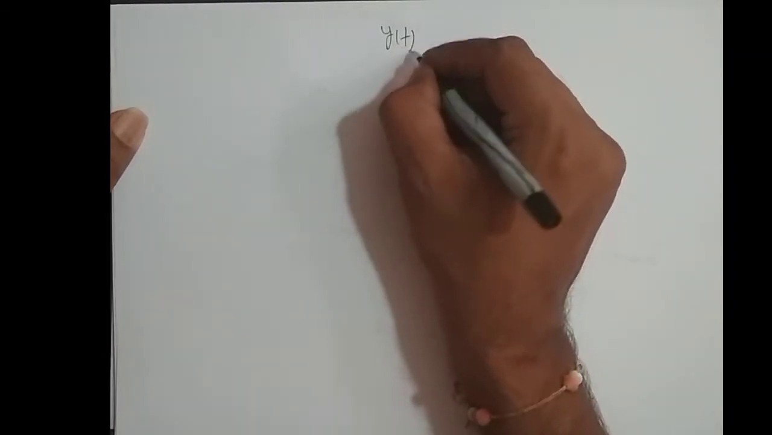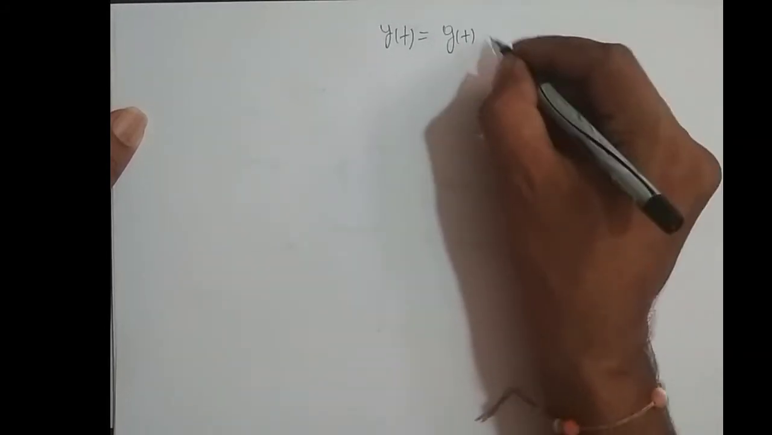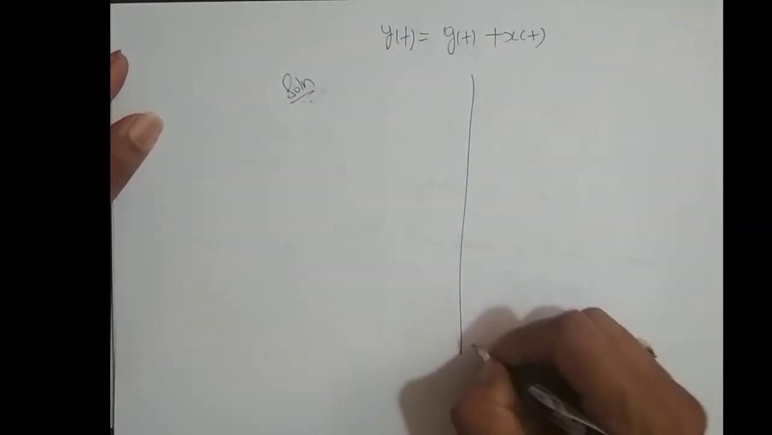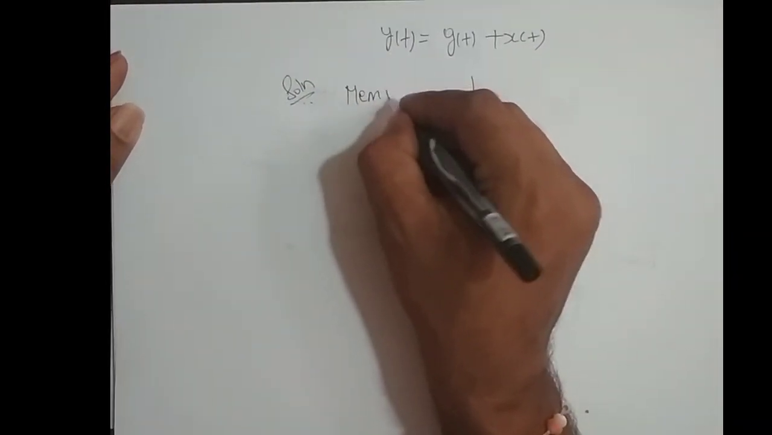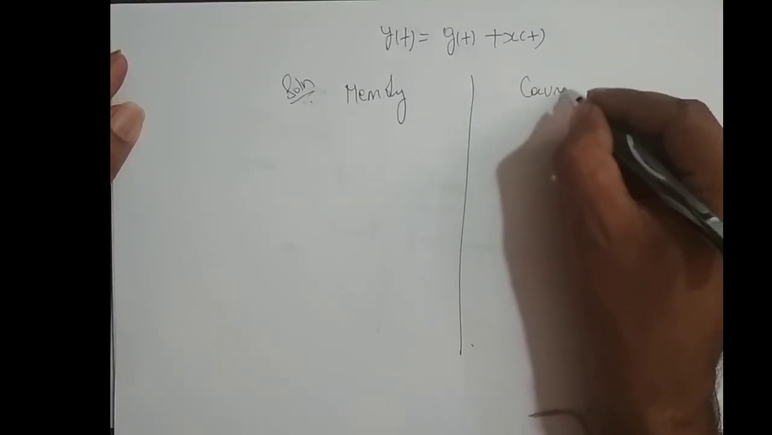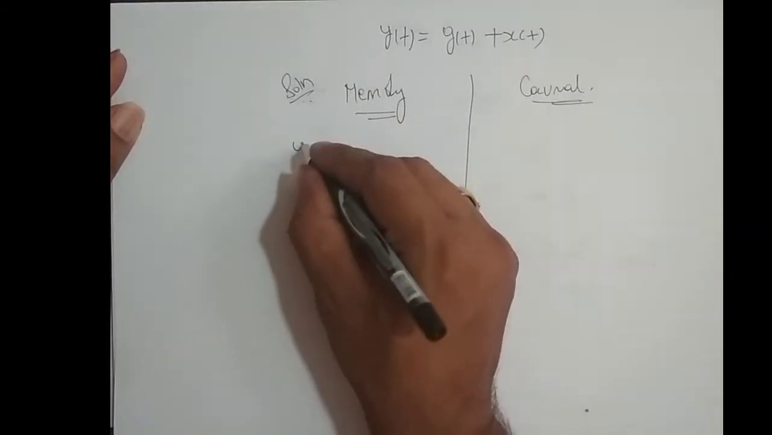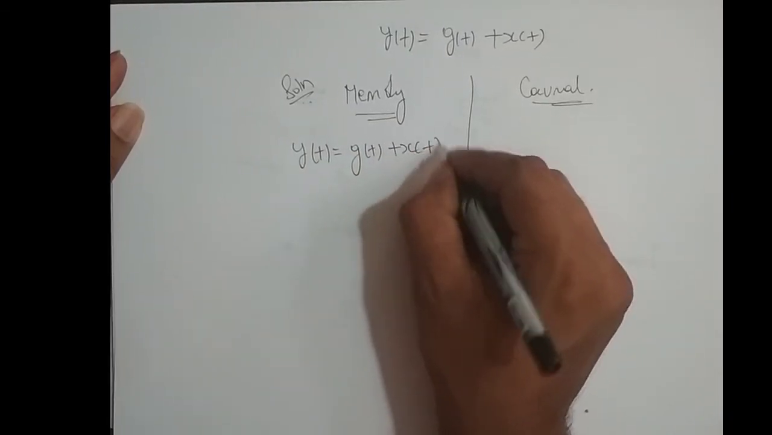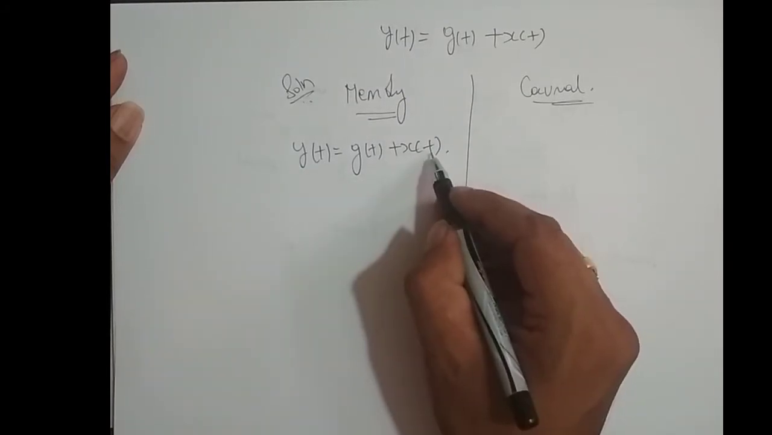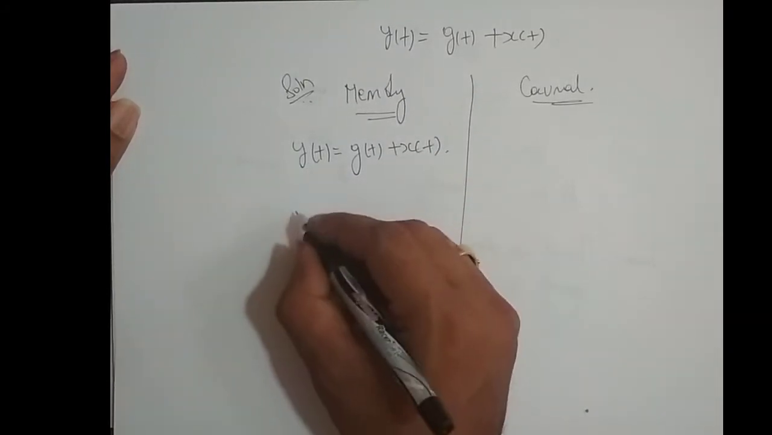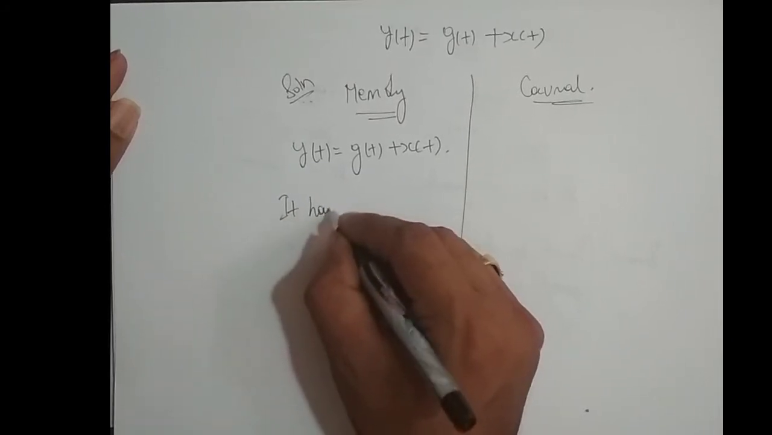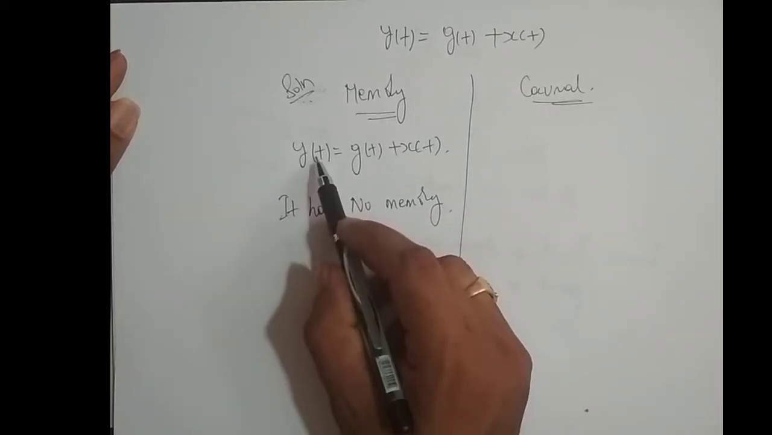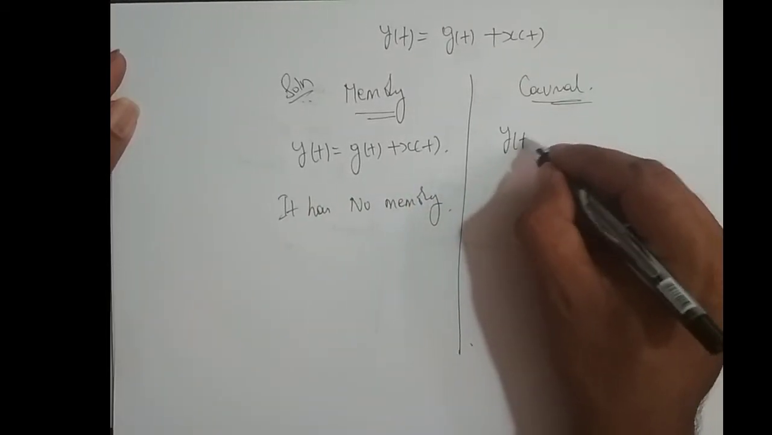We'll take up one more. y of t equal to g of t plus x of t. Solution. First we'll check for memory and then causal. So what's your guess? y of t equal to g of t plus x of t. Whatever the value of t I put, the same t follows here. Present output depends upon present input value. So it has no memory. Why? Because present output depends upon present input value.